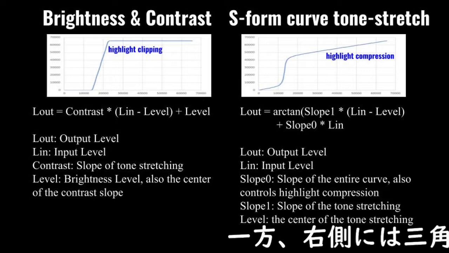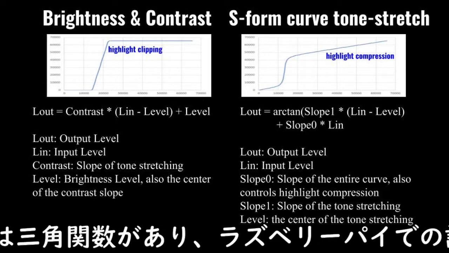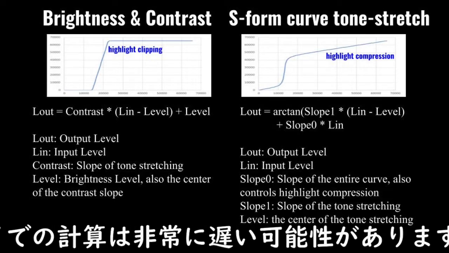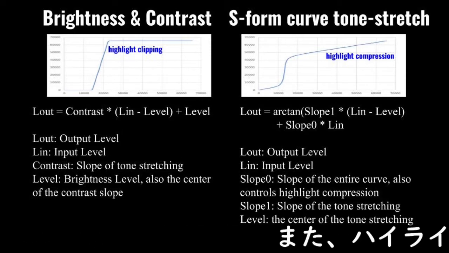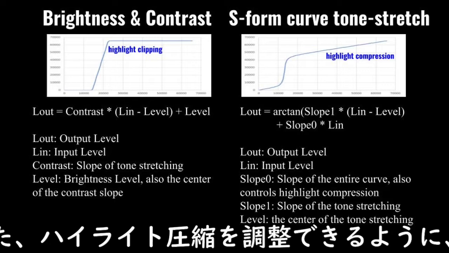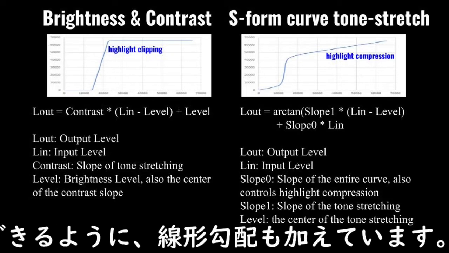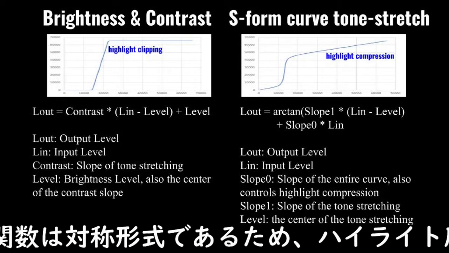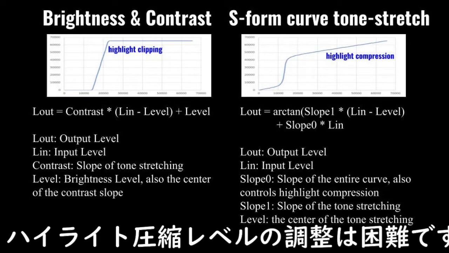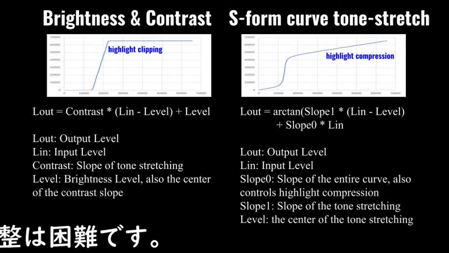On the other hand, the right has a trigonometric function and the calculation might be very slow for the Raspberry Pi. I also implement a linear slope function in it, so that highlight compression is possible to adjust. A simple arctangent function is a symmetric form, and then adjusting highlight compression level is difficult.